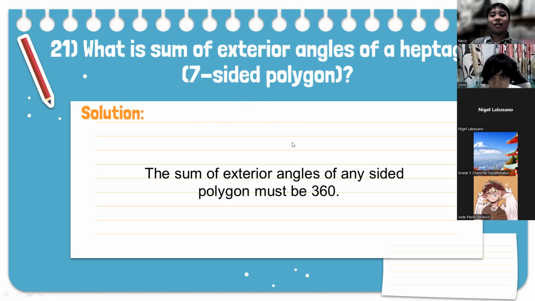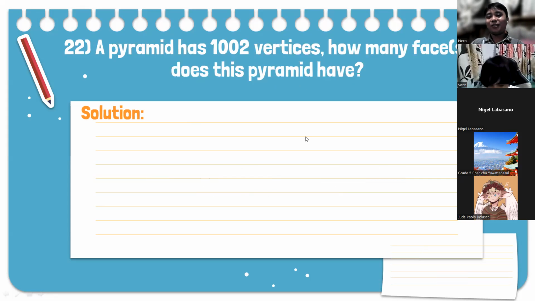But for this one, it's exterior, so it's always 360. It's just a trick question, so I hope nobody gets tricked by this one. Next. Go to the next one, or if someone has a question on this. No questions? Okay, this is 22.